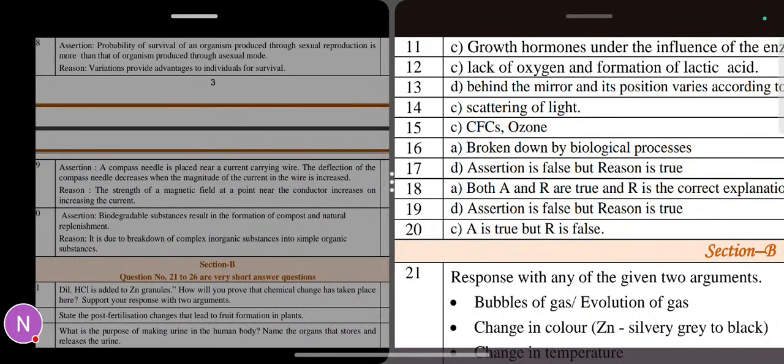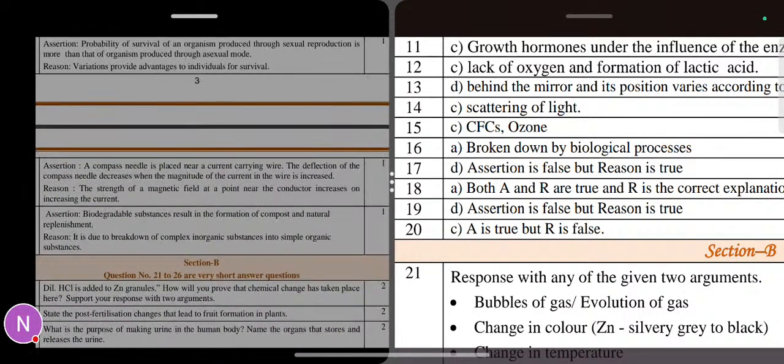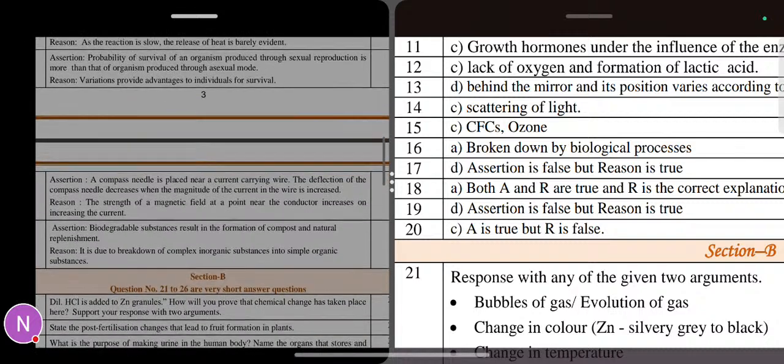Next, 20th question. Assertion: biodegradable substances result in the formation of compost and natural replenishment. Reason: it is due to the breakdown of complex inorganic substances into simple organic substances. So option C is correct. Means A is true but R is false. Means assertion is true but the reason is false.